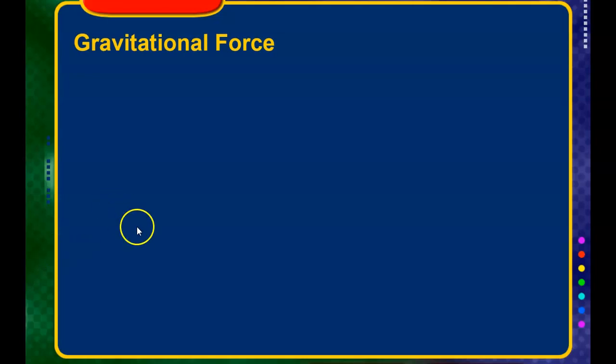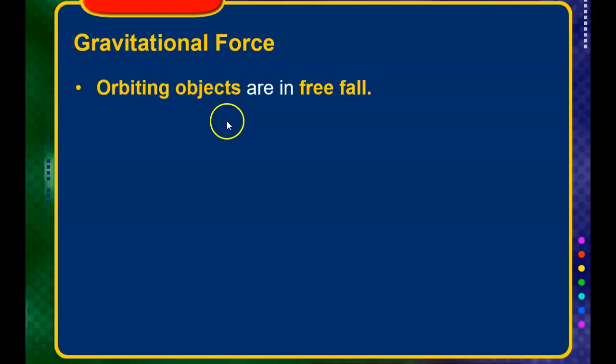Okay, so part two is about Newton's law of universal gravitation. We talked about Isaac Newton's laws of motion before. Now we're going to talk about Isaac Newton's law of gravitational force. Things that are in orbit are in what is called free fall. Free fall is simply when an object is moving towards the Earth due to gravity.